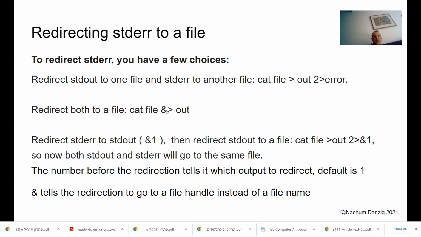If you want them to both go into the same file, then you could write &> error. There's another way to get them both to go to the same file. You could put the contents into out, and then put 2>&1, sending 2 into whatever 1 was. In other words, since 1 is already going to out, it'll also go to out.